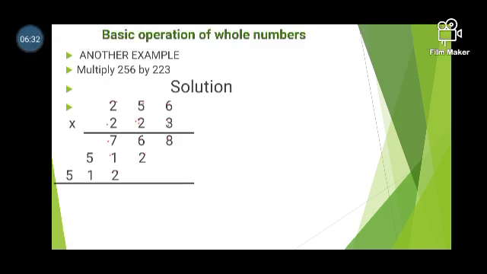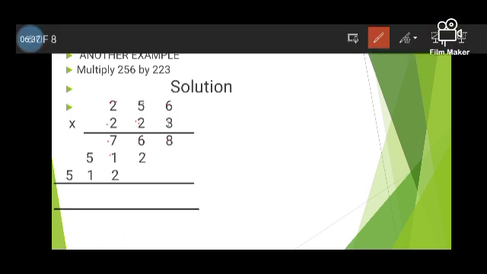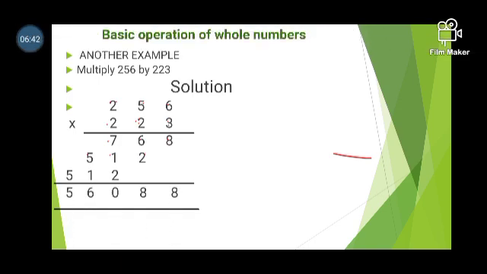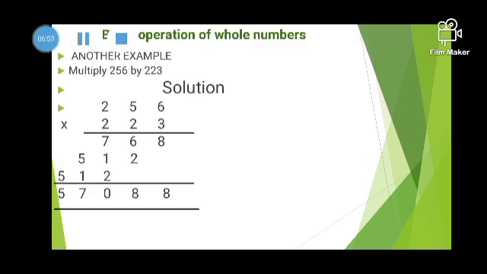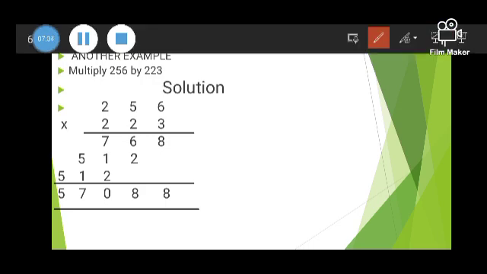Now let's add up. 8 comes down. 6 plus 2 is 8, right? 7 plus 1 plus 2 is 10. Put down 0, carry 1. Okay. 7 plus 2 plus 1 plus 2 is 10. Put down 0, carry 1.